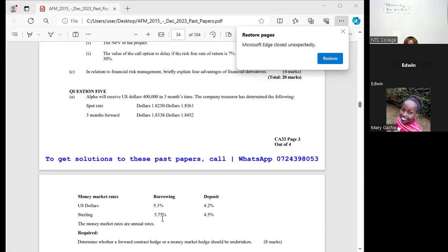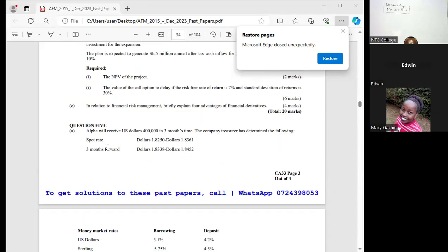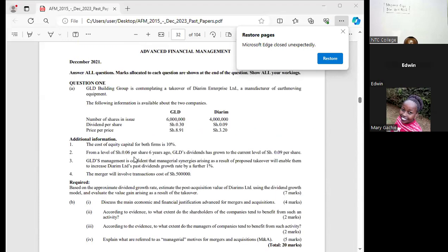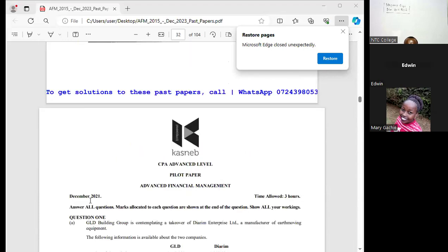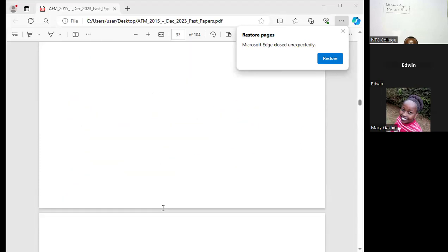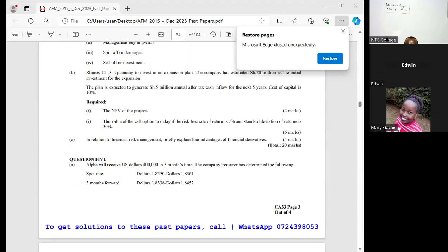So when you see things like these, they should start telling you something. This is the setting, eh? Like this is visiting, 2021. Read this. Does it make sense for you? Alpha will receive US dollars 400,000 in 3 months' time.